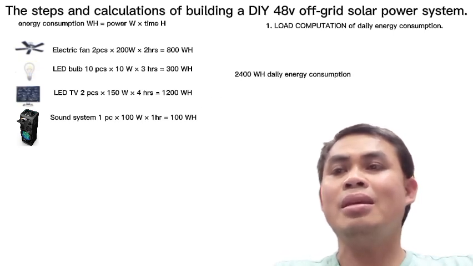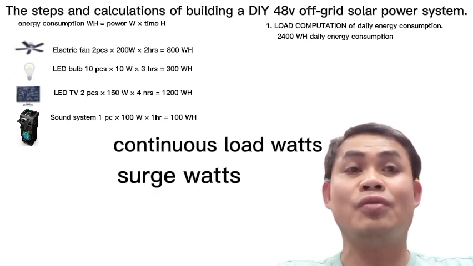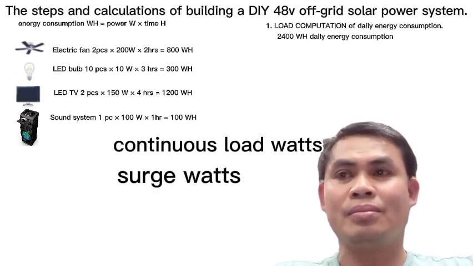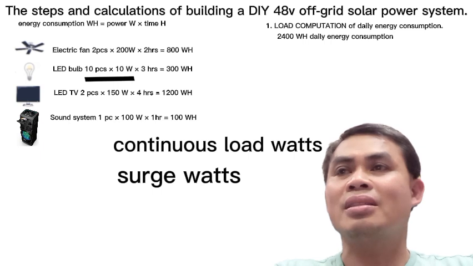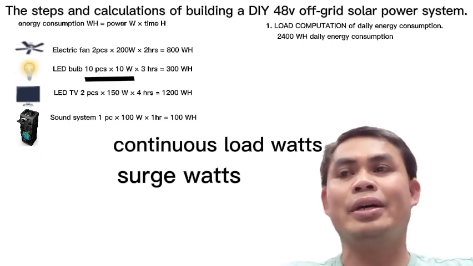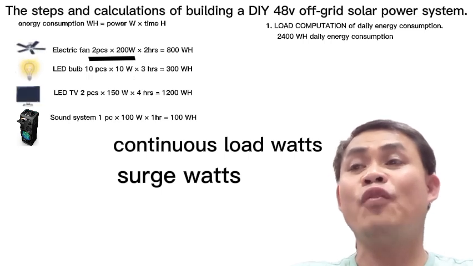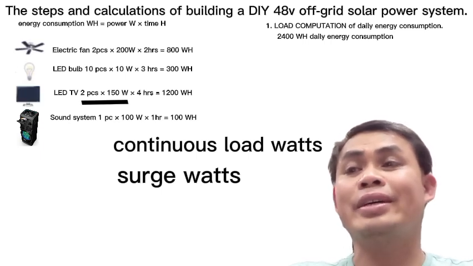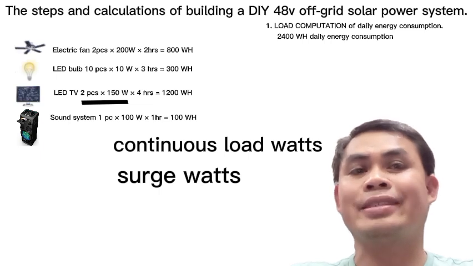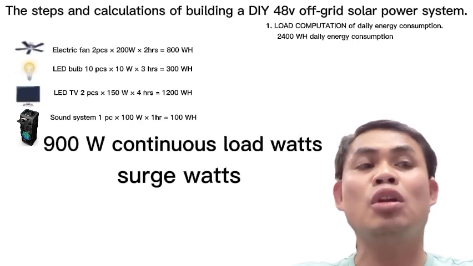So we locate and calculate the continuous load and surge watts for the future calculation. To do this, on the bulb, we have 10 times 10 watts is 100 watts. Electric fan is 2 pieces, 200 watts becomes 400 watts. TV is 2 pieces times 150 watts is equal to 300 watts. Then sound is 100 watts, and the total is 900 watts continuous load.